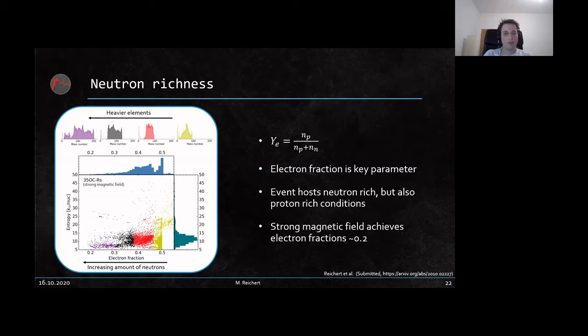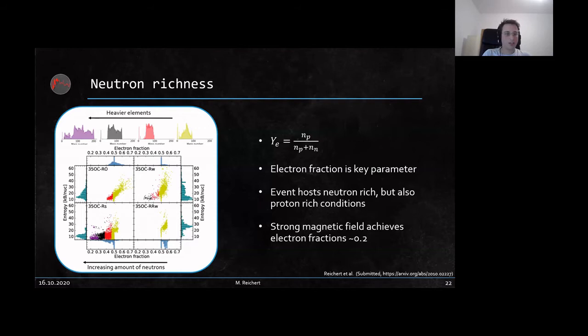What's also interesting to see is that the model with the strong magnetic field that we're just looking at favors the condition for neutron-rich material, but on the other hand, also has some proton-rich ejecta getting ejected. Now we can also look at all the models, and we can see that this is also the reason that we don't get so heavy elements, that we just don't have the neutron-rich ejecta in the other models. But apparently, we can investigate why this is the case.